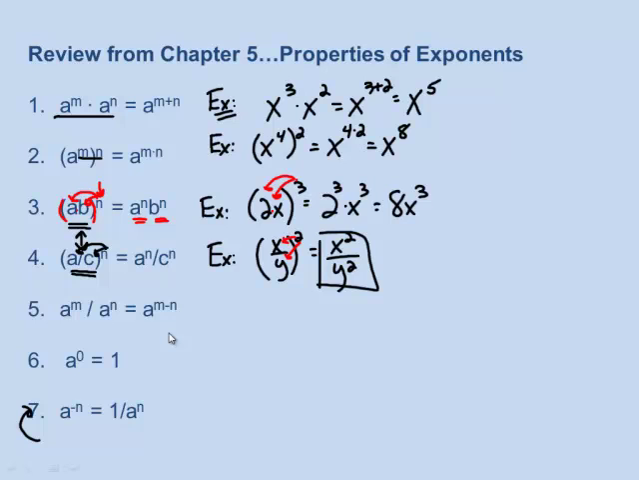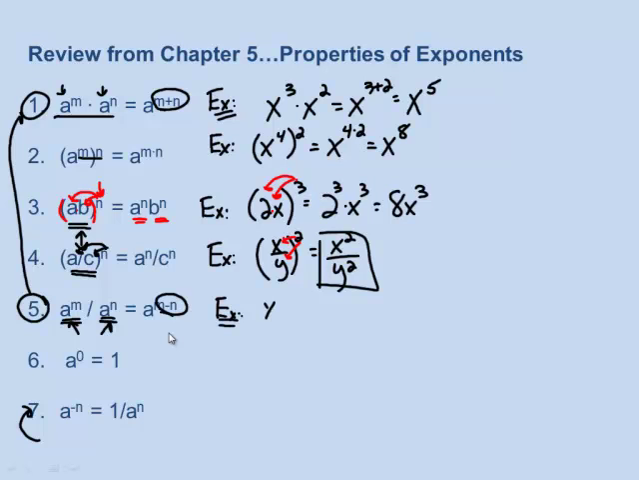Property 5 says if you have a to the m divided by a to the n, notice that's a like base. This property corresponds to property 1. Property 1 deals with like bases being multiplied. Property 5 deals with like bases being divided. In property 1, we added the exponents to simplify. In property 5, we subtract the exponents to simplify. So, for example, if you had x to the 5th divided by x cubed, and you were asked to simplify using property 5, that would be x to the 5 minus 3 power, which in this case is x squared.